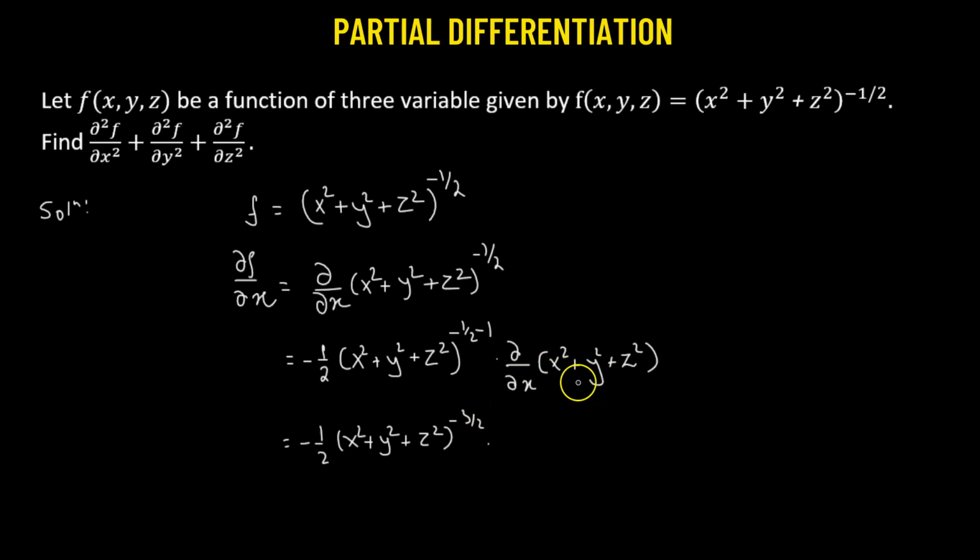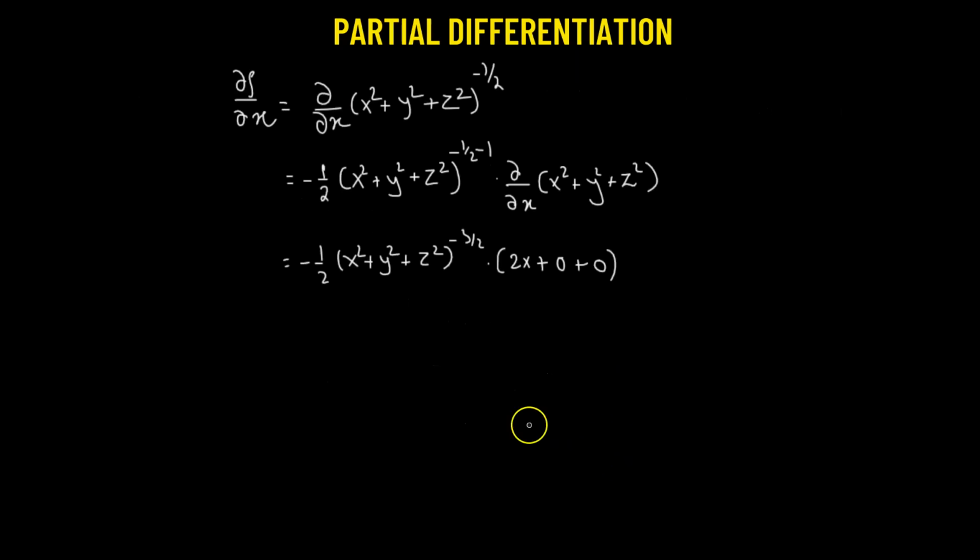We'll take the partial of each of the terms. So partial of x squared with respect to x is 2x, plus partial of y squared with respect to x will be 0. That's because y will be treated as a constant. Similarly, partial of z squared with respect to x will also be equal to 0. So now we have negative half, and here we are having 2x. So this 2 and this 2 get cancelled to give us negative x multiplied to x squared plus y squared plus z squared raised to the power of negative 3 over 2. So we have successfully obtained the value of partial of f with respect to x.